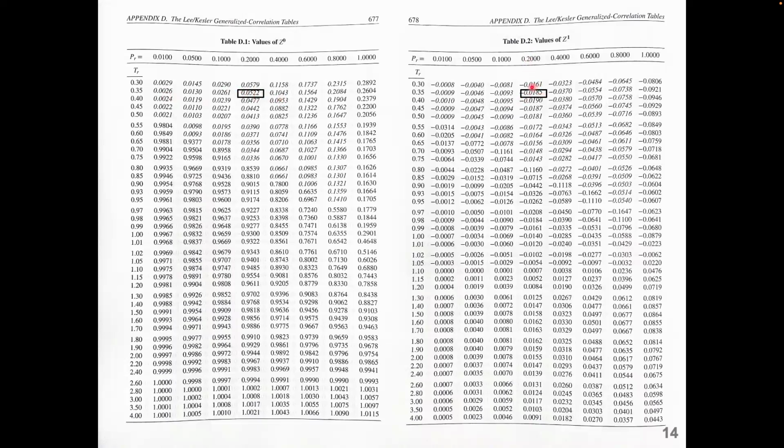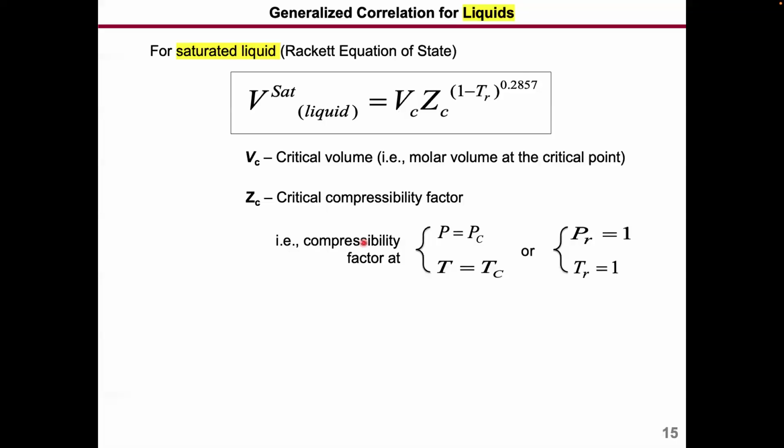Same thing. You can look up Z1 values based on a particular PR and a particular TR, right? So once you find these, you plug them back into these equations. Again, these are for very generalized chart applications. All right, so that's the equation of state for gases, specifically for real gas.